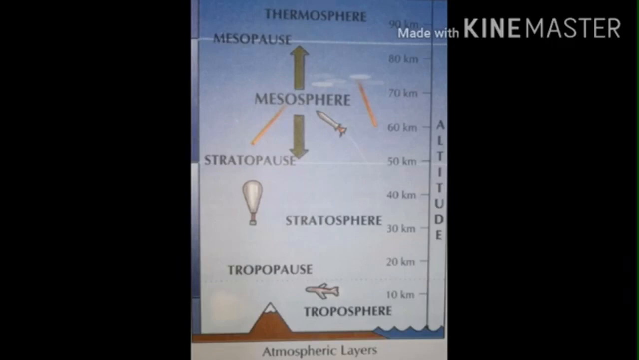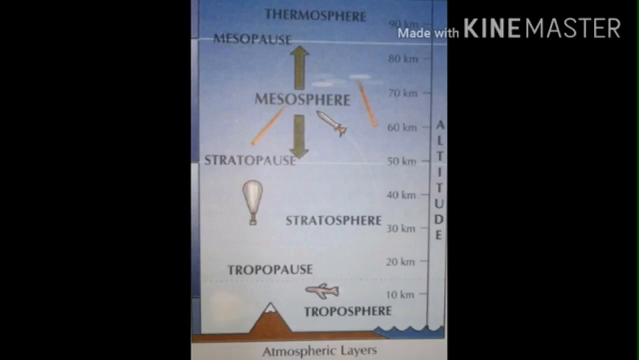The chief characteristic of this sphere, which sphere? The thermosphere, is the formation of the ionosphere by electrically charged particles known as what? Ions. This layer mainly helps in radio transmission. Which layer, children? The thermosphere.